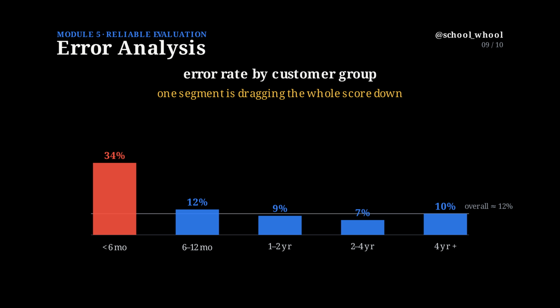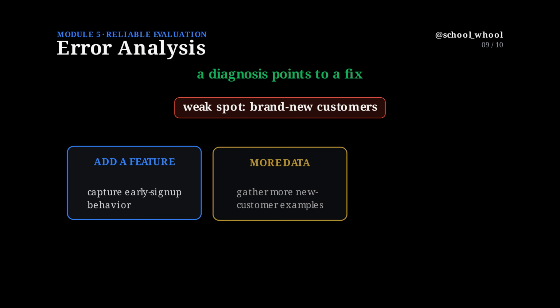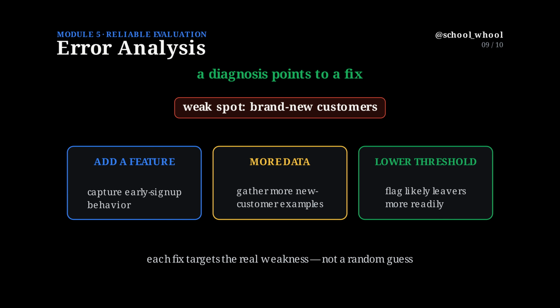Now the payoff. A diagnosis points to a fix. Because we know exactly where the model struggles, we know what to try. Maybe add a feature that captures early behavior. Maybe gather more examples of new customers. Or lower the decision threshold so the model flags them more readily. Each fix targets the real weakness, not a random guess.